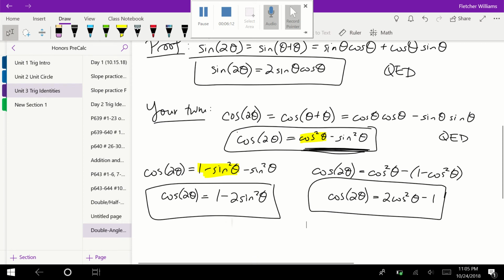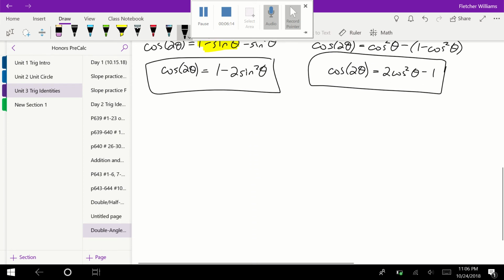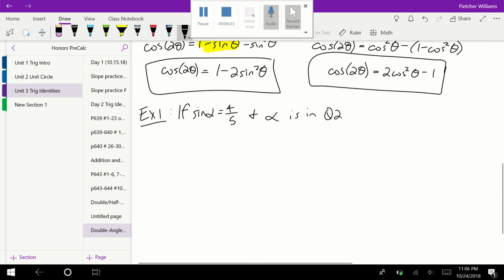So one example of how you can put this to use is the following. If sine alpha is 4/5 and alpha is in the second quadrant, then find the following. First, just sine of 2 alpha. Sine of 2 alpha.